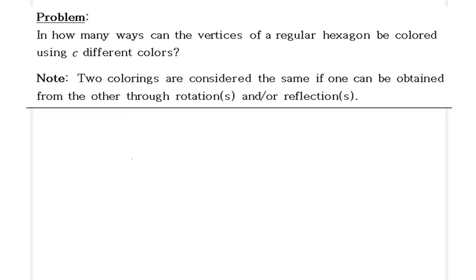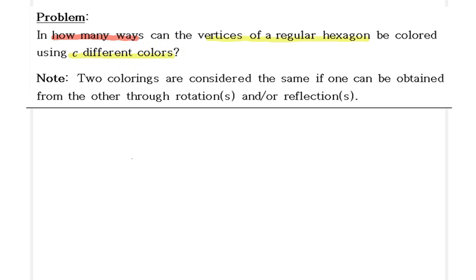Hello everyone, in this lecture we will be having a look into a problem which will require a simple application of Burnside Lemma. Here's a view of this problem. In how many different ways can the vertices of a regular hexagon be colored using C different colors?